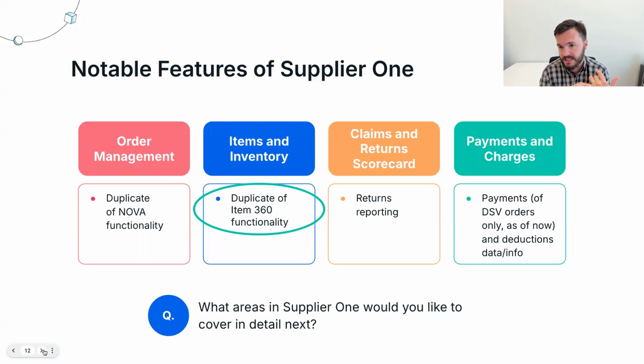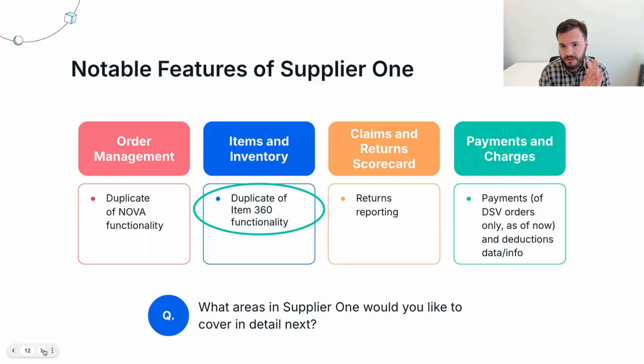Payments and charges is basically a mirrored functionality of APDP, except I think, and let me know if this has changed recently, at least originally, you could not do disputes in Supplier One. So all disputes are still going through APDP if you want to dispute those deductions. But you have visibility into payments of DSV orders only, as of the last time we checked, and then deductions. You can use that deductions data and info to make disputes in APDP, but to the best of my latest knowledge, you can't actually do disputing in the payments and charges section.